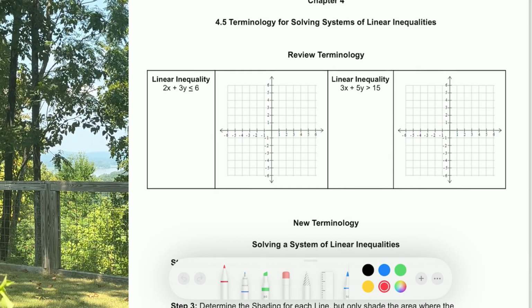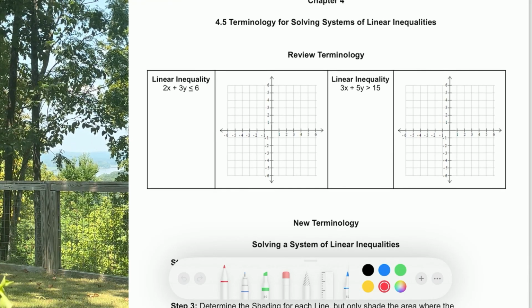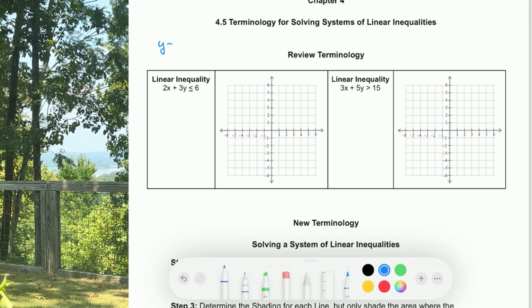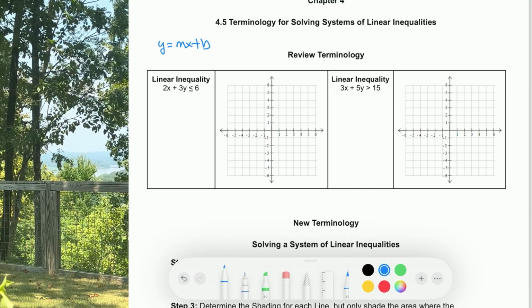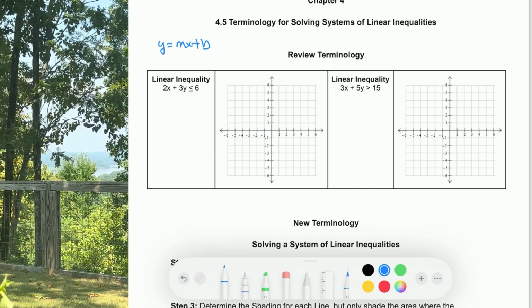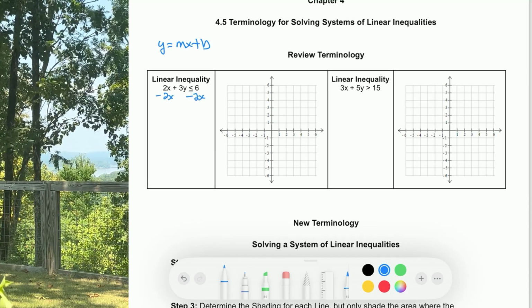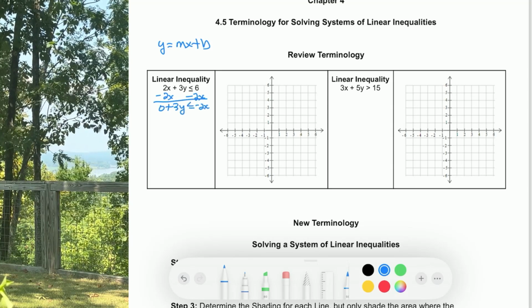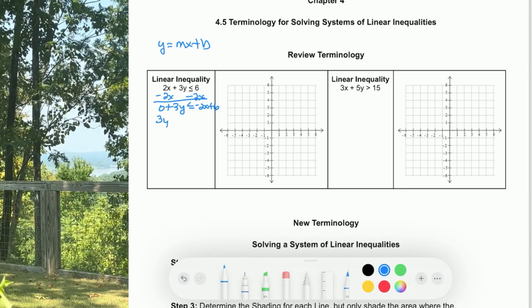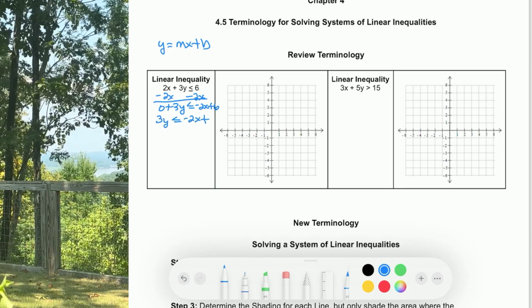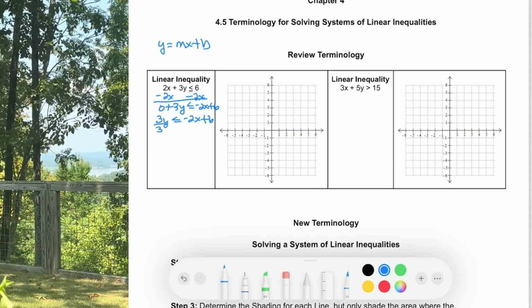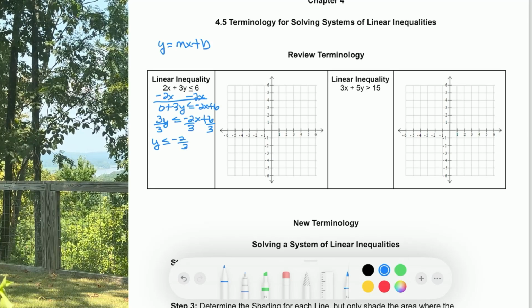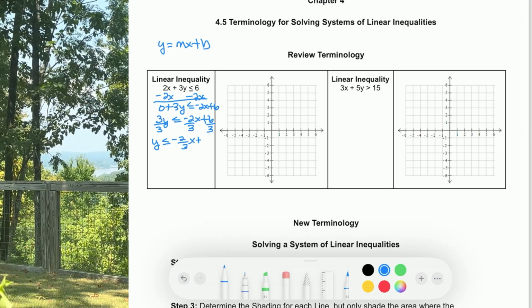We have a linear inequality of 2x plus 3y is less than or equal to 6. Remember, the first thing we need to do is get it into slope-intercept form so that we can actually graph it. I'm going to subtract 2x from both sides. I get 0 plus 3y is less than or equal to negative 2x plus 6. I'm going to rewrite that and divide everything by 3. And I get y is less than or equal to negative 2/3 x plus 2, since 6 divided by 3 is 2.